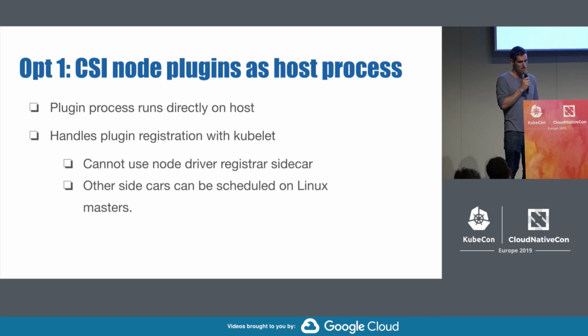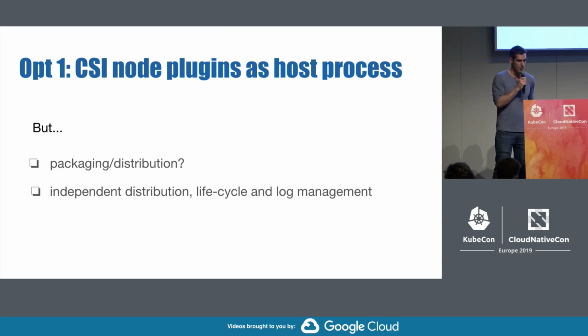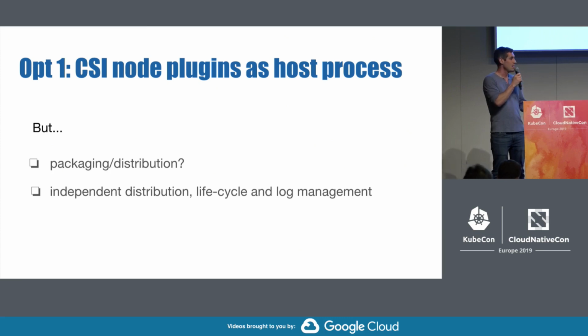And that comes with a number of problems, because that means you can't register using the sidecar, because you can't talk to the Unix socket of a container from the host. You also have the problem that you need to somehow get this binary onto your workers. That won't be able to be handled by Kube, so you need to package it and distribute it yourself. And the life cycle of the process is going to be independent from Kube too, so you're going to have to make sure it restarts if it crashes, and handle the logs yourself. So that doesn't seem like a great solution.